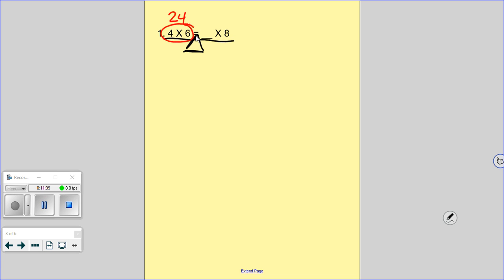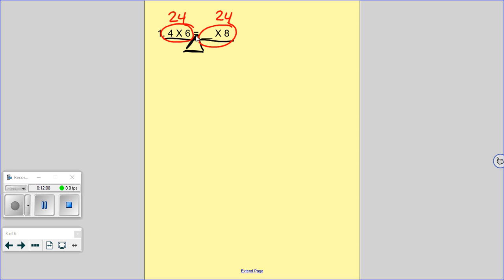If one side of my equal sign is 24, what does the other side have to be worth? Not a trick question. William? 24. It has to be worth 24. Because one side equals 24, the other side has to also equal 24. I have groups of 8.